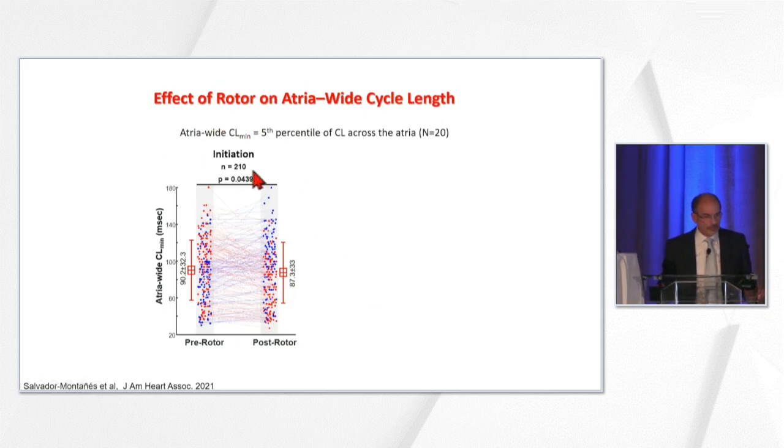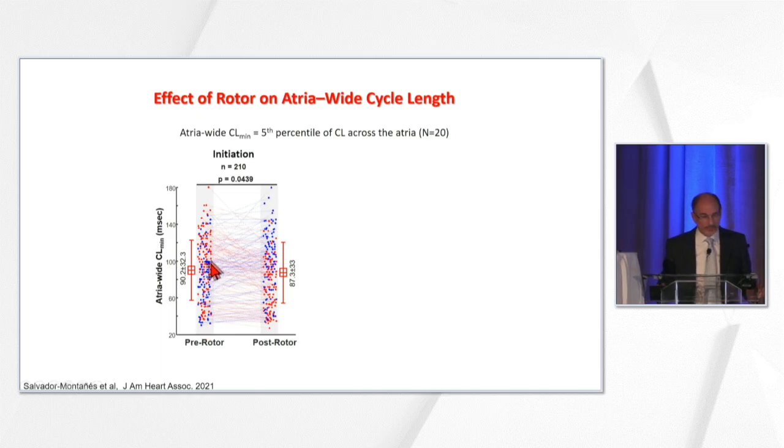We collected during initiation 210 rotors from 20 episodes of onset of AF, and we notice that there is huge variability. I'm showing you individual rotors. In red, you can see those, for example, this one that created acceleration. The post-rotor cycle length is shorter than the pre-rotor.